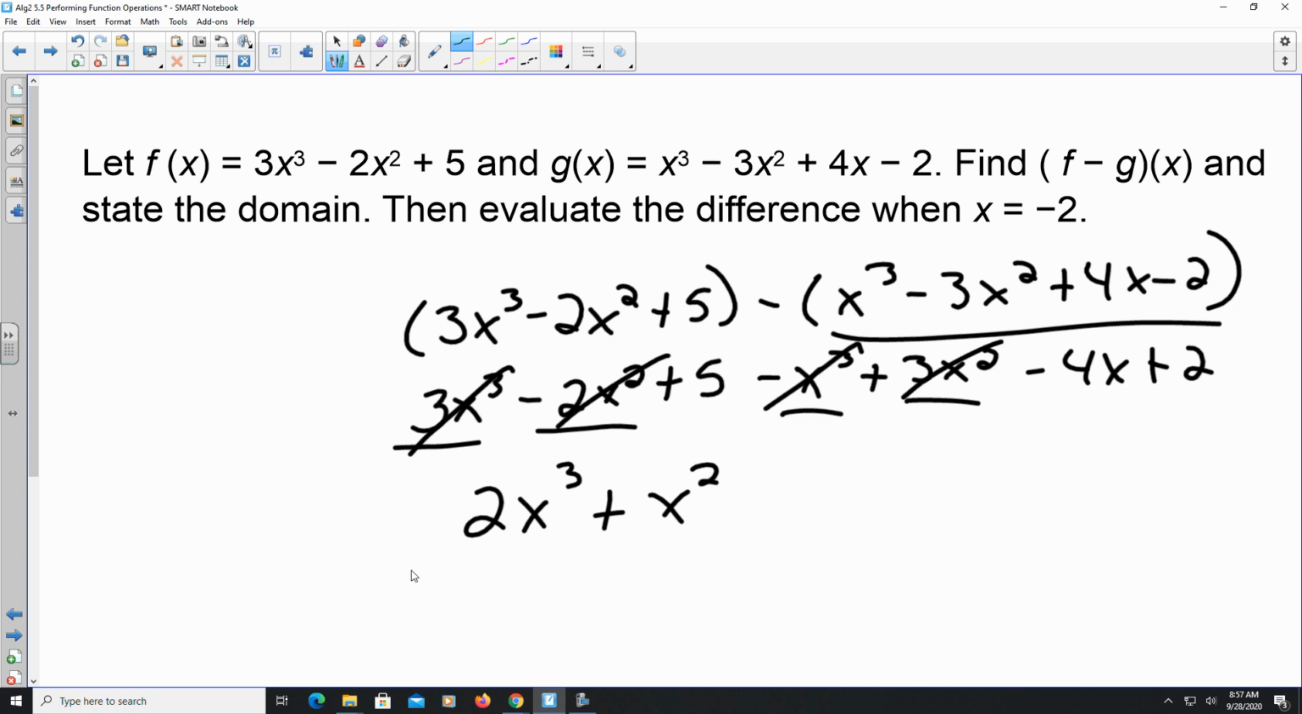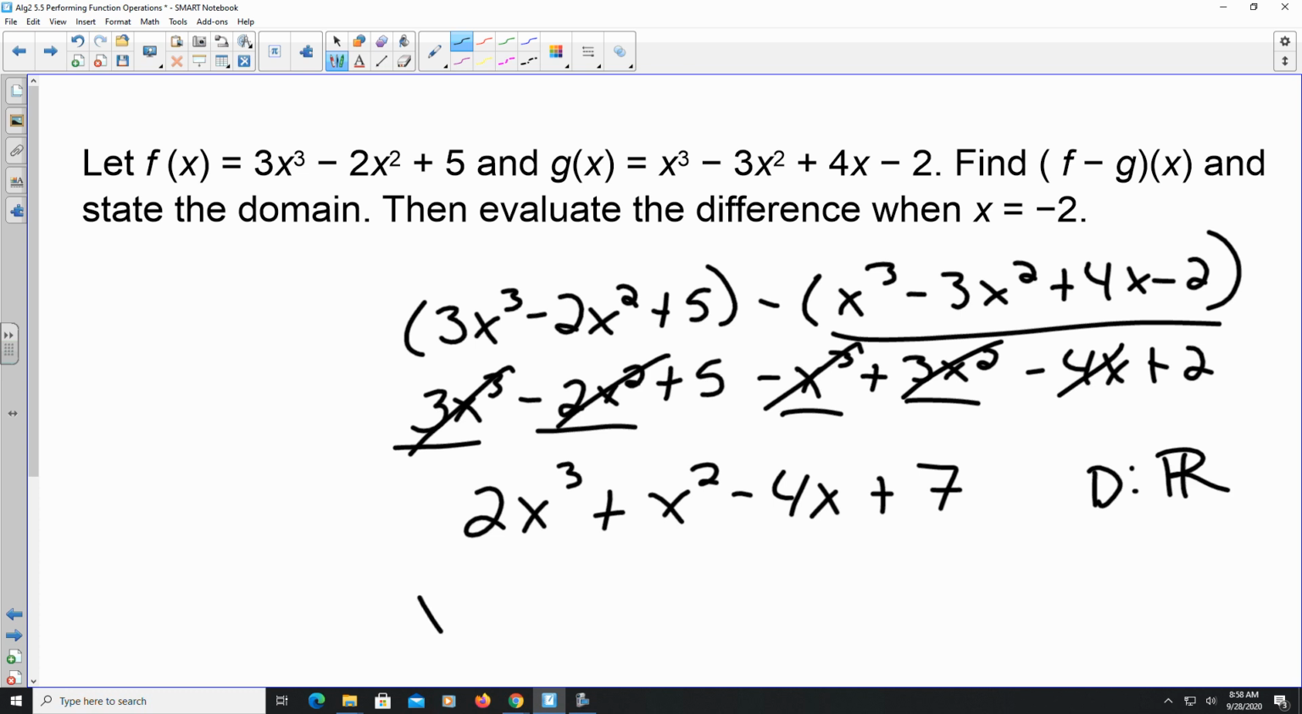Cross out. I have minus 4x. Cross out. And then I have plus 7. So that is f minus g of x. The domain and range for that, the domain would be, it can be any value for x, so it's going to be all real numbers.